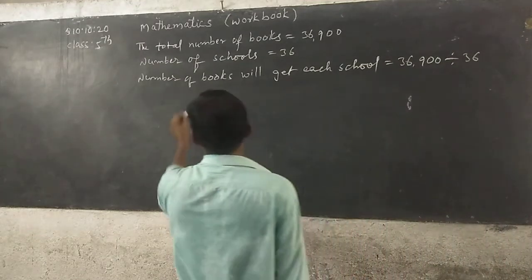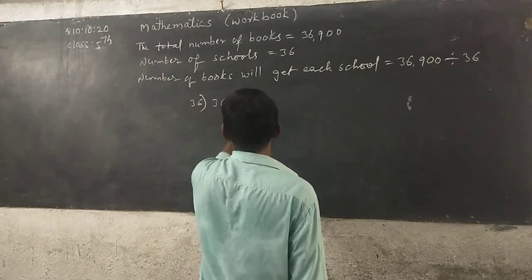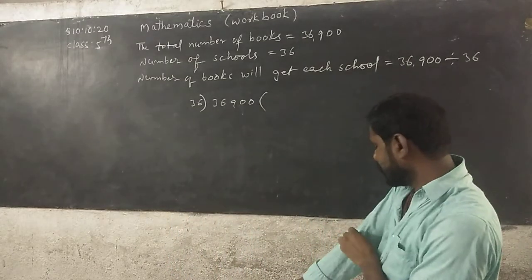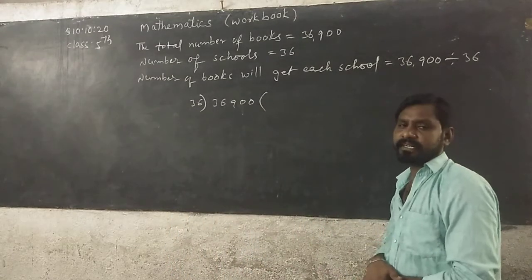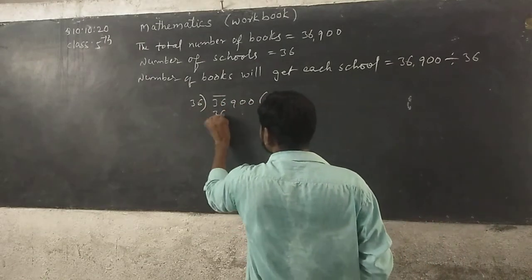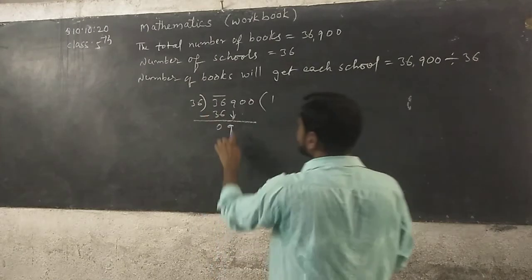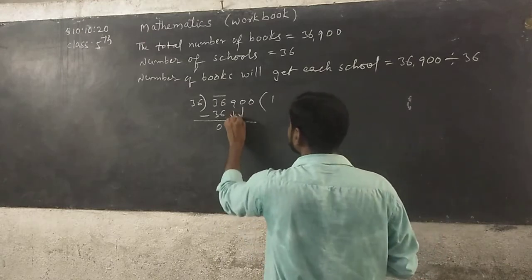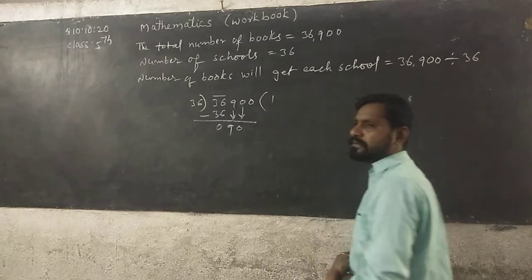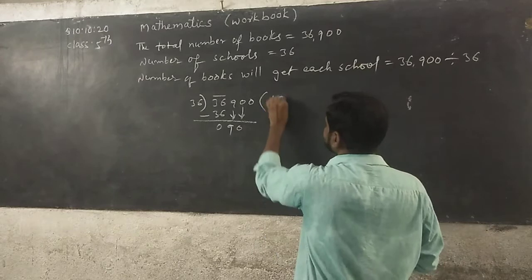See here, 36 is taken as the divisor, 36,900 is taken as the dividend. So we have to take two places from left to right, that is 36. See here, 36 ones are 36. 36 minus 36, you will get 0. Bring down 9. 9 is less than 36. Again, bring down 0 to the remainder. So 90. So at a time, two numbers are brought down to the remainder. You can write 0 in the quotient.